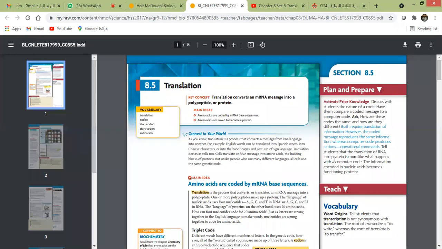Fine, thank you. Okay, we started with section 5 in chapter 8, which is translation. And who can tell me what is translation, please? What is translation?